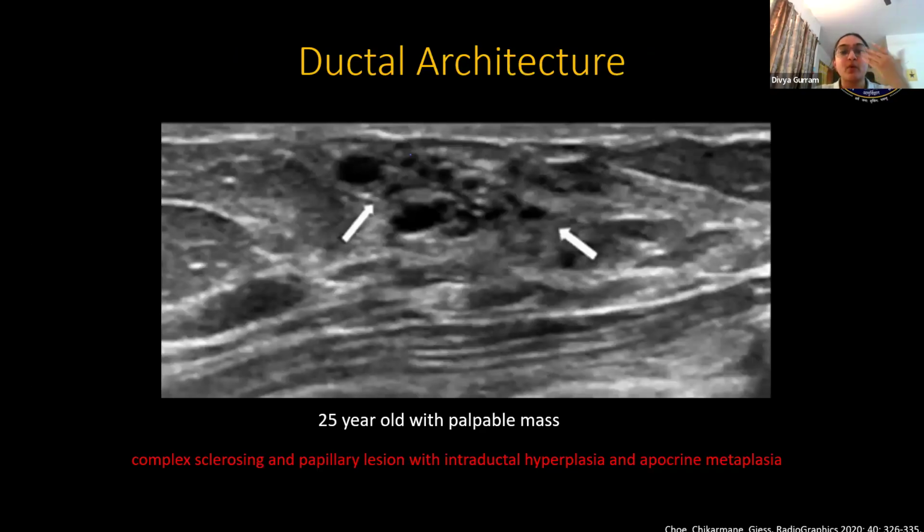Then I've spoken about ductal architecture being considered in a lot of the classifications, and this is a nice example, where in this 25-year-old patient who presented with a palpable mass, we can see several small anechoic areas aligned in a linear distribution, suggestive of a duct, and there are also some larger outpouchings or cystic dilatations around that duct. This was a case of a complex sclerosing and papillary lesion, with also intraductal hyperplasia and apocrine metaplasia.